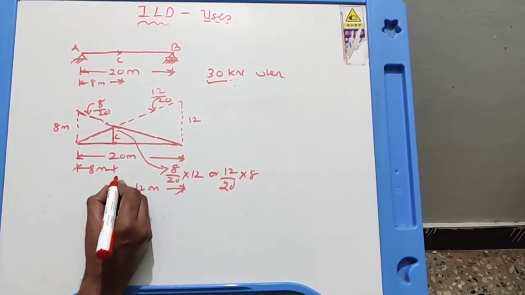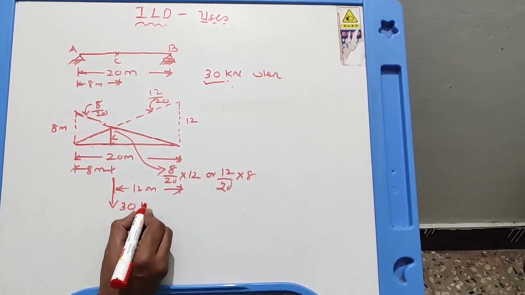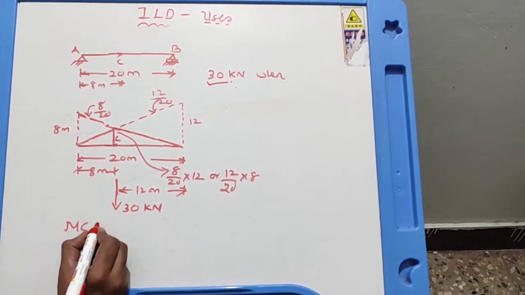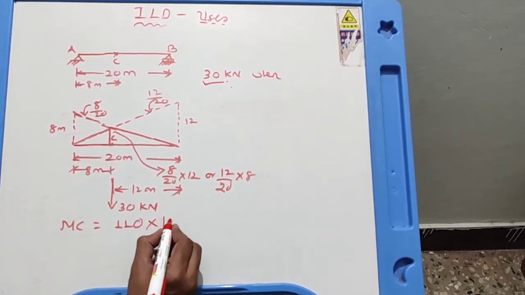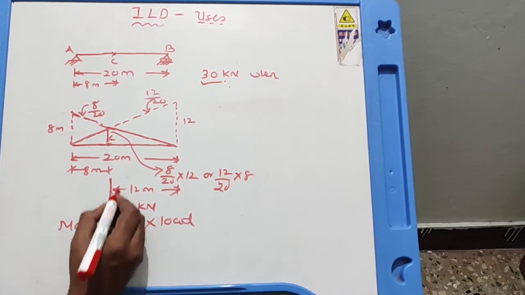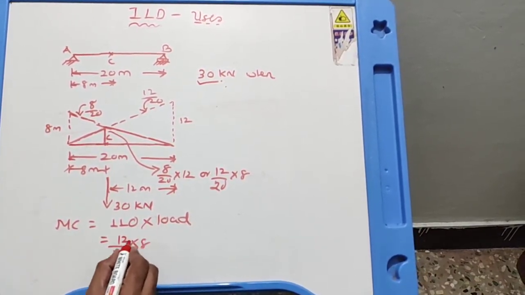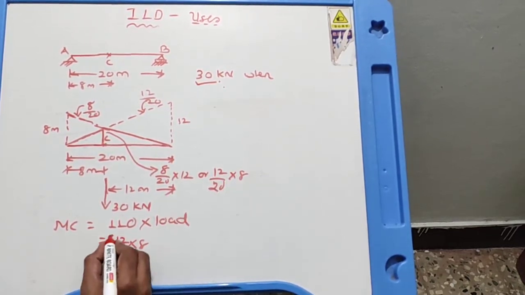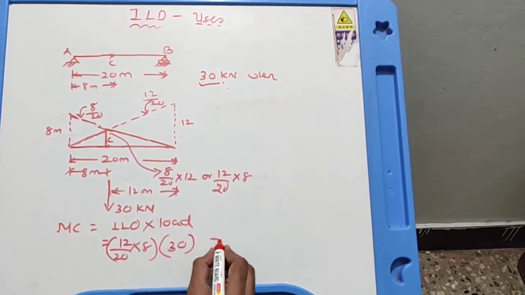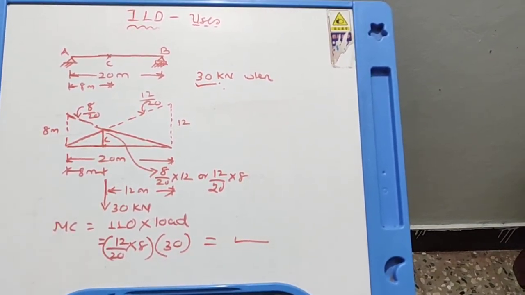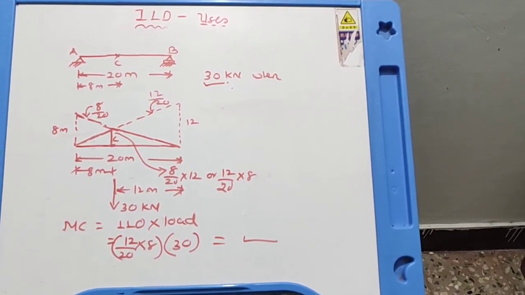Now keep 30 kilonewton here, where the 30 kilonewton load comes and occupies. So what is the bending moment at C? Influence line ordinate, this ordinate, into load. We have found 12 upon 20 into 8 is the influence line ordinate, into what is the load? Load is equal to 30 kilonewton. So do the calculation, and you are going to get the bending moment at C. This is how we can find out the bending moment at C.